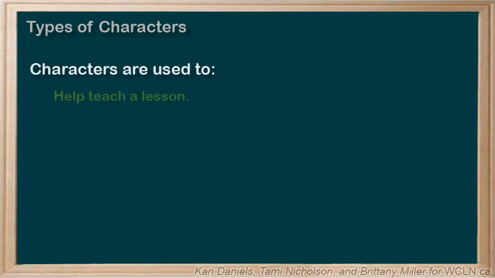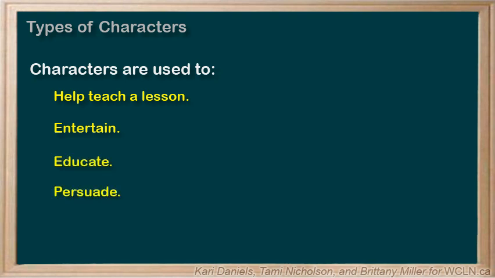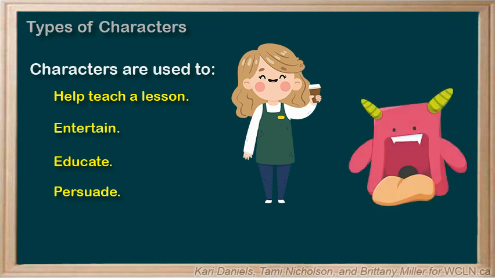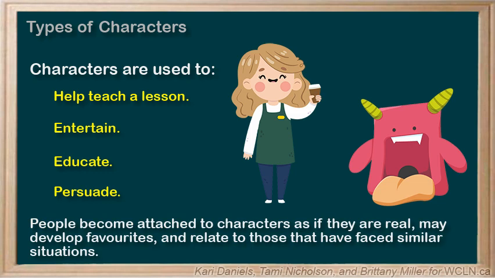Characters are the whole reason for any story. They can be used to help teach a lesson, to entertain, to educate, and even to persuade, depending on the author's goal for the storyline. Characters can be based on real people and events or be totally unrealistic, like monsters under the bed. People become attached to characters as if they are real, may develop favorites, and relate to those that have faced similar situations. This makes the whole reading experience more enjoyable.